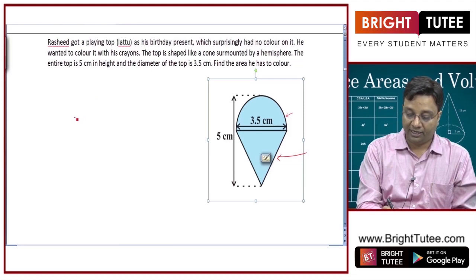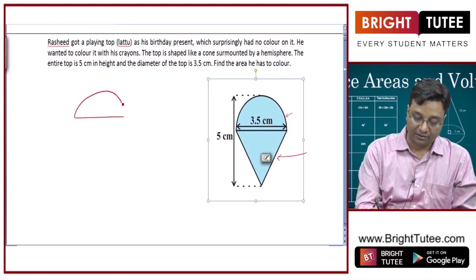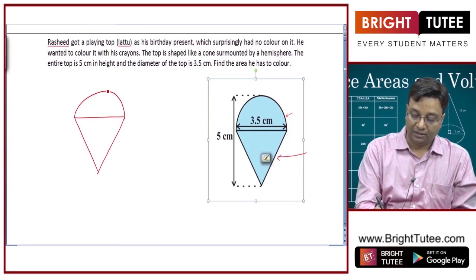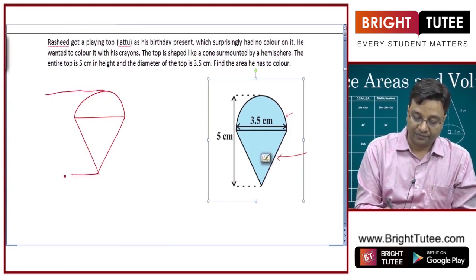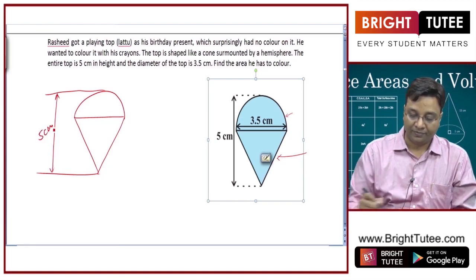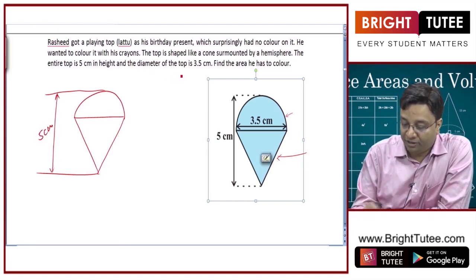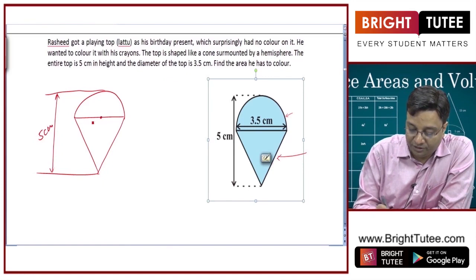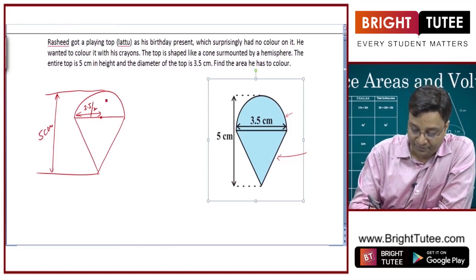So this entire structure, this height is 5 centimeter, okay, and the diameter of the top is 3.5. So this radius will be 3.5 by 2, right.